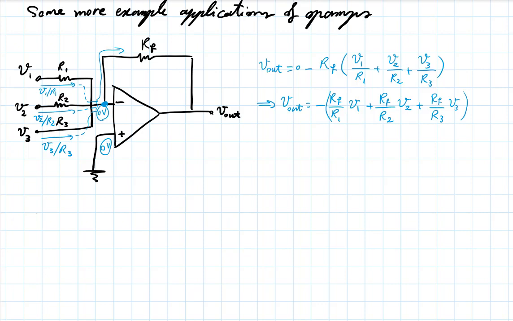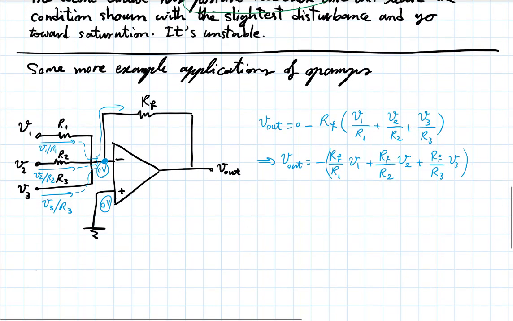This is a summing amplifier. It's something that does the sum of 3 different voltages, each with an amplification factor determined by these ratios. And it also has a negative sign, but that's fine. If you don't like the negative sign, you can put an inverting amplifier with a gain of 1 afterward, and you'll get rid of that minus sign. But this is adding voltages with ratios.